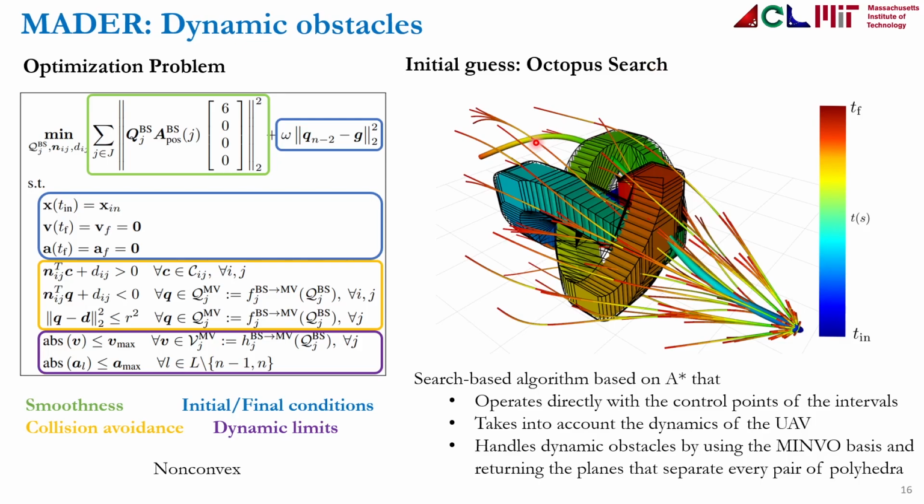In other words, by construction, the output of this algorithm will be a trajectory that will satisfy, on one hand, the initial and final conditions, and also the smoothness constraint. And then this algorithm is able to handle dynamic obstacles by using the MINVO basis and returning the planes that separate every pair of polyhedra.